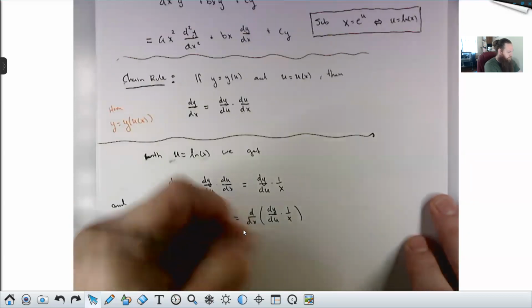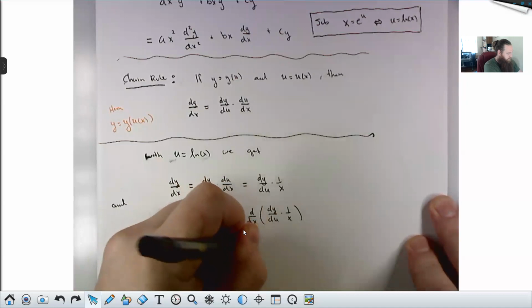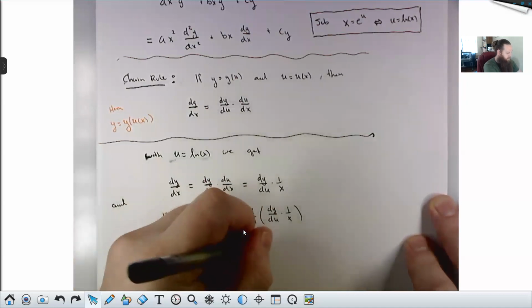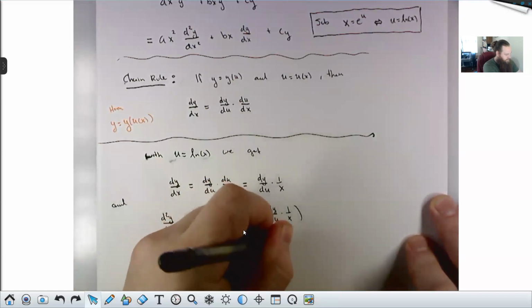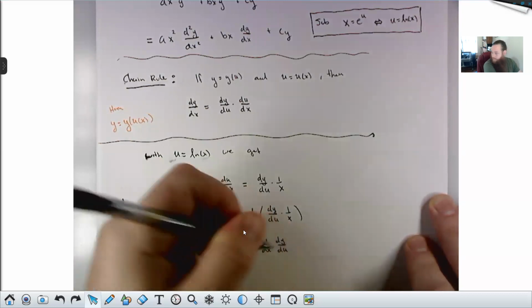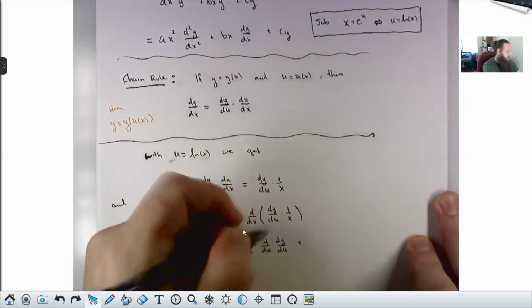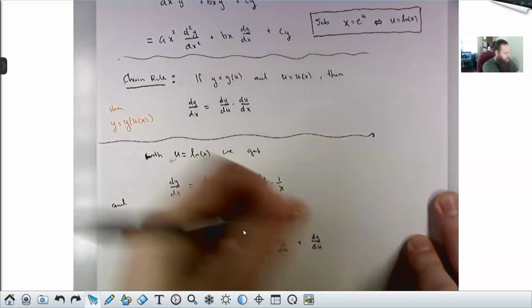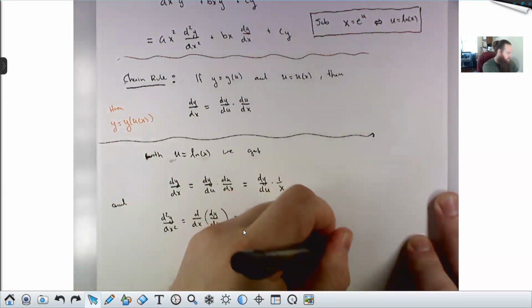So first, the product rule. I'm going to leave the 1 over x alone and say, okay, leave this guy alone, differentiate this. That's 1 over x times d dx of dy du. And then I add that to what I get when I leave the dy du alone, and I take the d dx derivative of 1 over x, which is negative 1 over x squared.